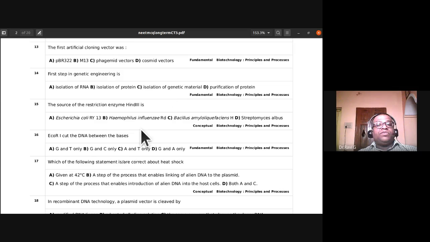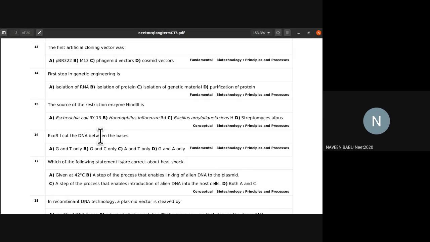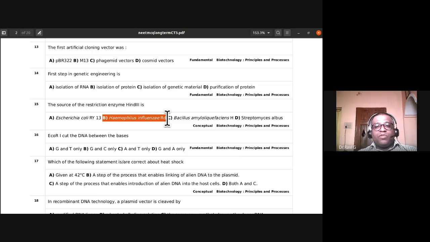The source of the restriction enzyme HindIII is, which is the source of the restriction enzyme? Haemophilus influenzae. B is the answer. Haemophilus influenzae Rd, that is the strain variety. Okay.